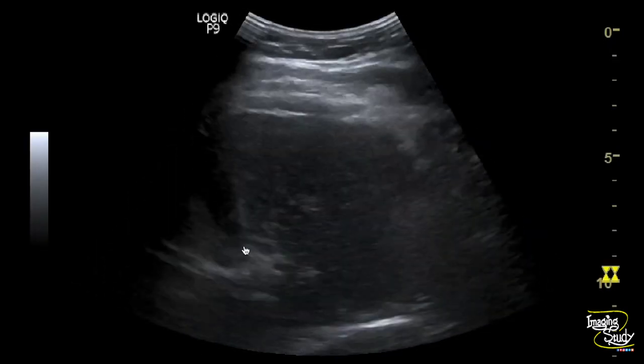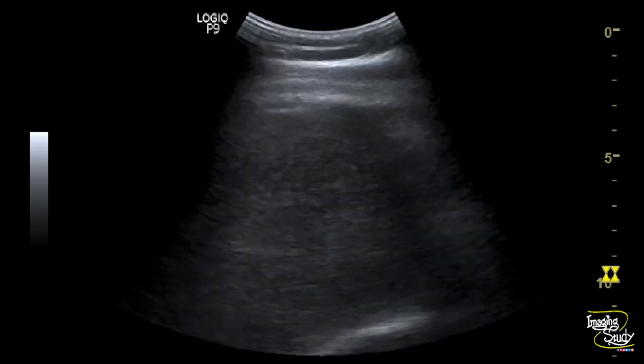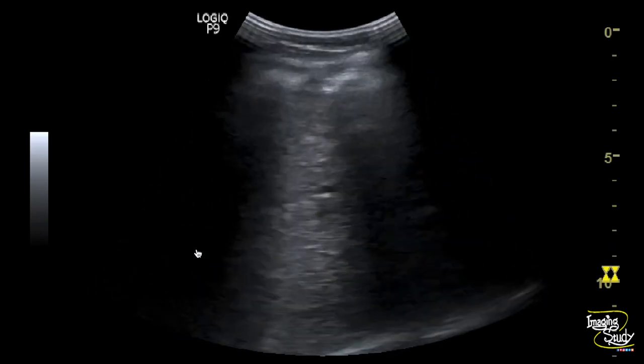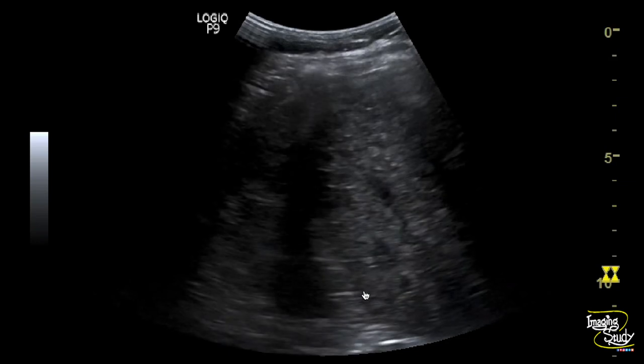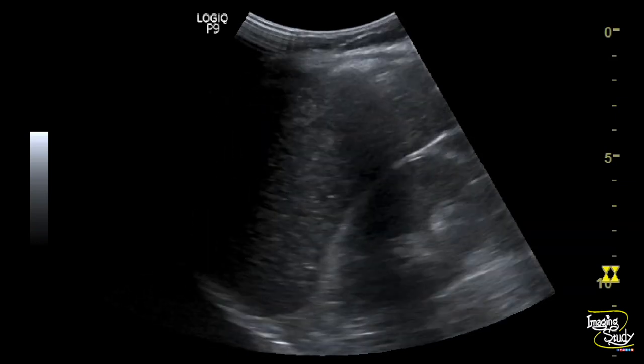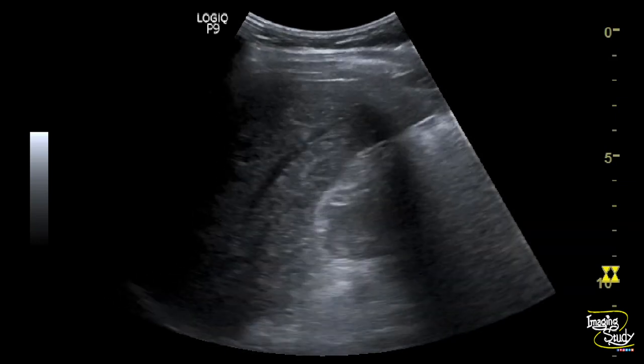Here again another view of the coarse hepatic parenchyma. You can see some diffuse nodular appearance of the parenchyma. This nodular appearance may be confusing if you are looking with the curvilinear transducer.